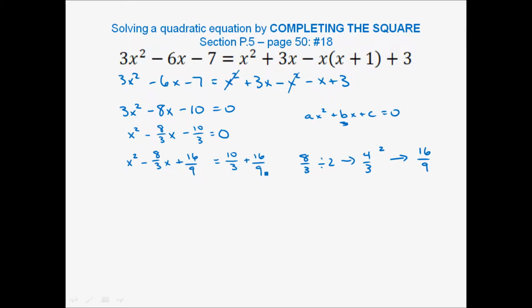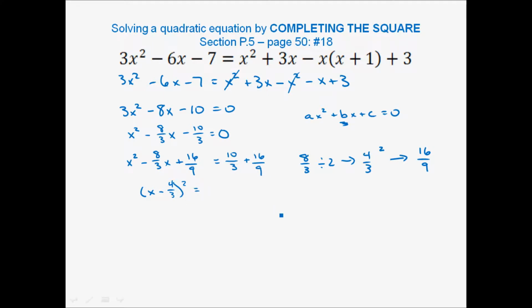Alright, so now let's do some simplifying. We're going to factor this so that we can write it as a perfect square, and it's going to look like this: x minus, since this is minus, and then the square root of that, which is 4/3. Notice that's this, right? That's not a coincidence. That will always happen. And now we got to add these two fractions right here.